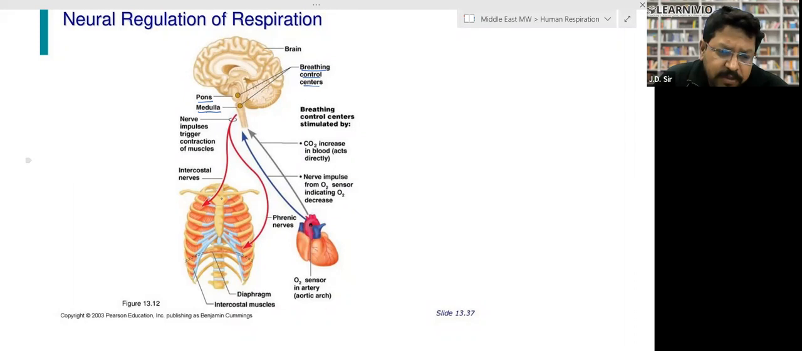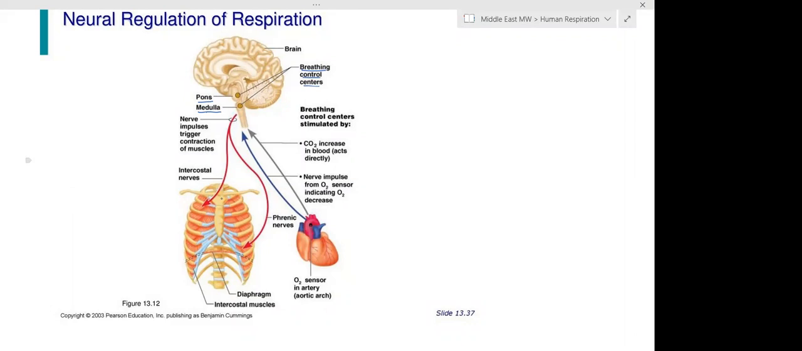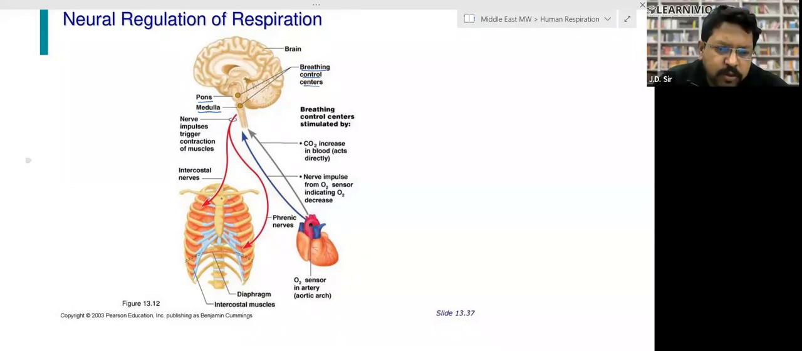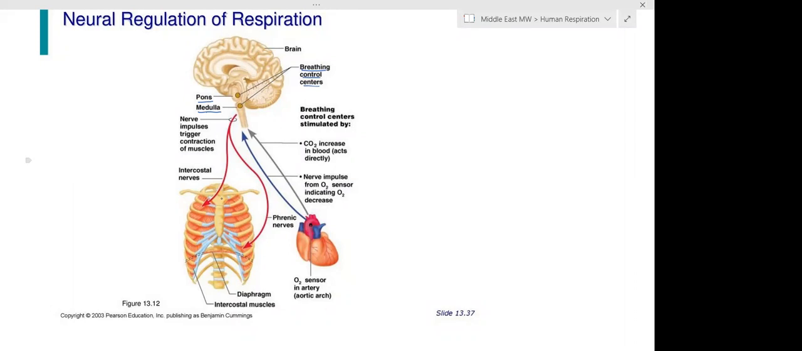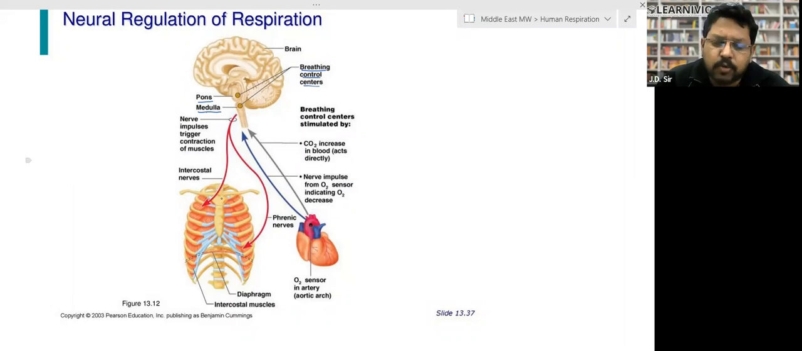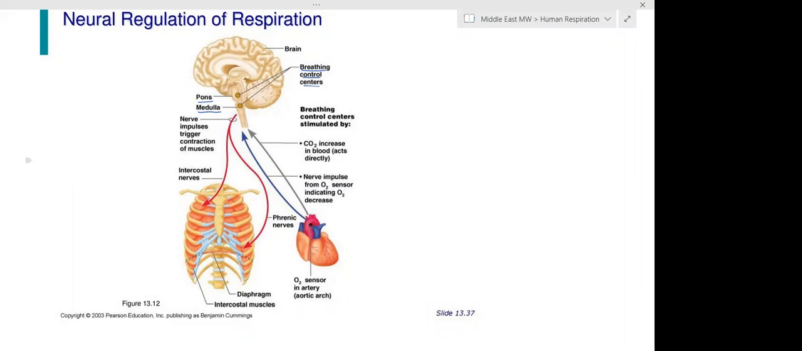The intercostal nerve controls the intercostal muscles, and the phrenic nerve arises from the same part, the medulla, and it controls the diaphragm, which also helps in respiration. The phrenic nerve controls the diaphragm and the intercostal nerve controls the intercostal muscles. There are simply two things which control the volume of the lungs and the mechanism of respiration. Those are the only two things which control it. Clear? Yes.